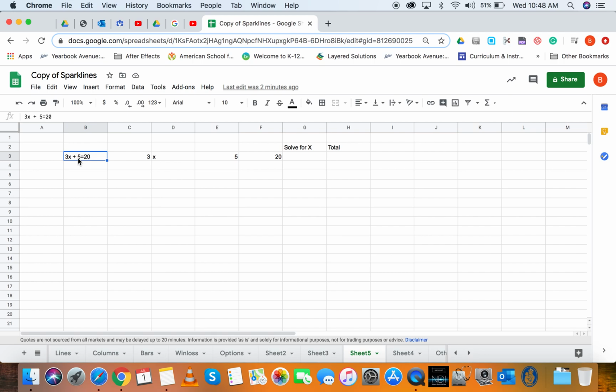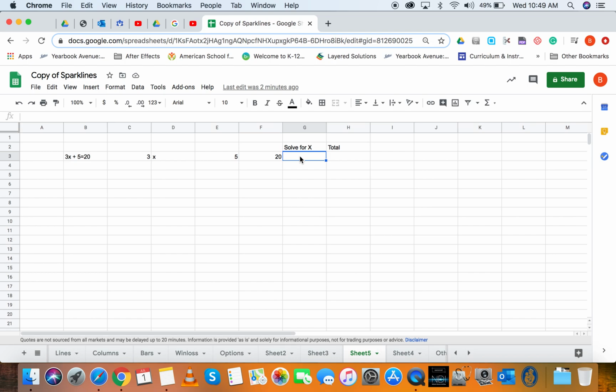So if we took the 5 over to here and said 20 minus 5, right, that's 15, and 3x equals 15, we know that we divide each side by the 3 and end up with a 5. So how would we solve for x here?